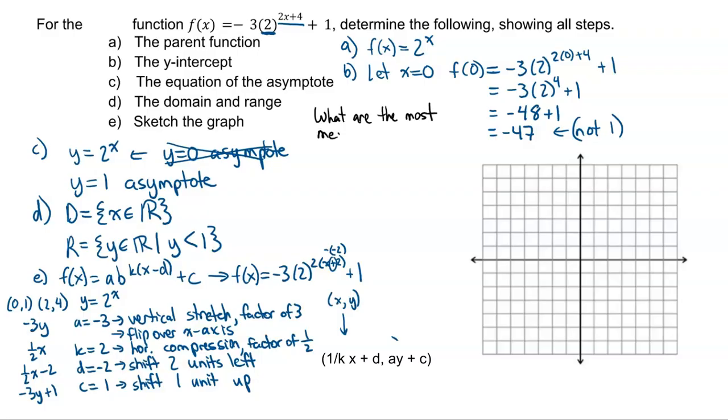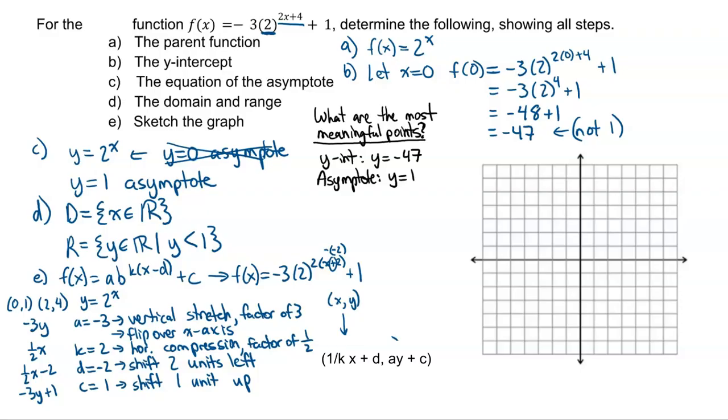But I would ask the question, what are the most meaningful points on this graph? What are the things we care the most about? Because it might not be those points that we transform. They might not be much of interest to us. The ones I would argue are the most important are starting with a y-intercept. That's by far the most important. We know that's y equals negative 47, which if you translate (0, 1) and (2, 4), you're not going to get by translating that.